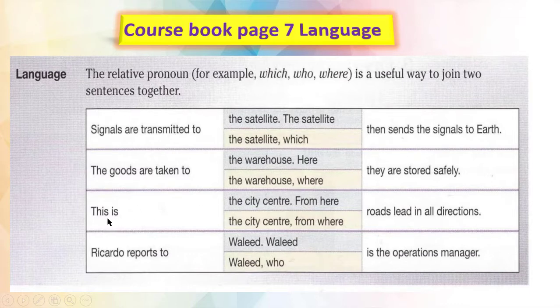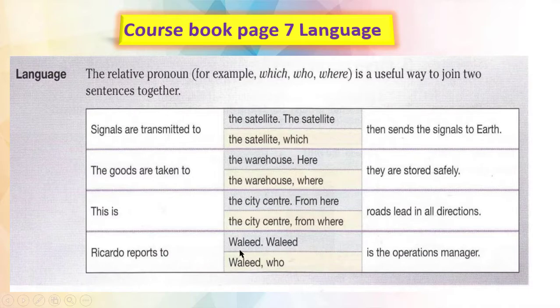Let's move to the third sentence. This is the city center. From here, roads lead in all directions. From where? From here, we can replace it and we use from where. And don't forget the comma. This is the city center from where roads lead in all directions.